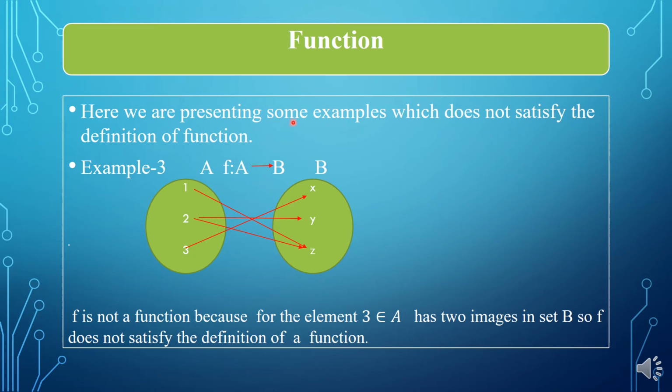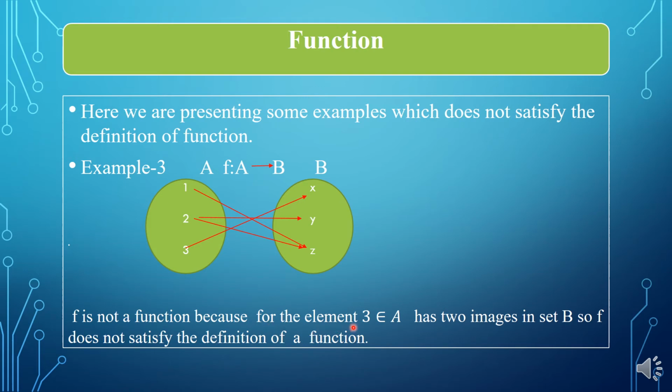Okay, so let's come here. Here we are going to present some examples which do not satisfy the definition of a function. If we look here, the elements of set A have exactly one image in set B. For 2 we have got two images. For 2 one image is Y and one image is Z. So for 2 we have got two images. So this does not satisfy the definition of a function. So this is not a function.